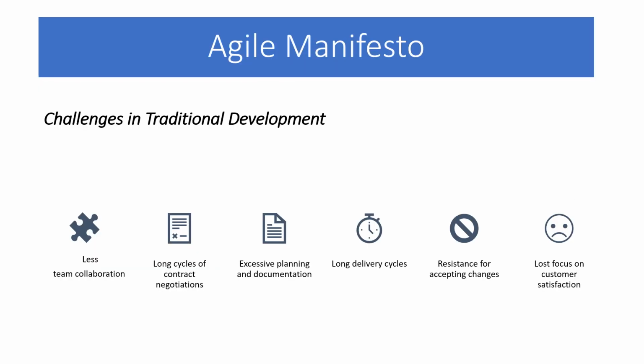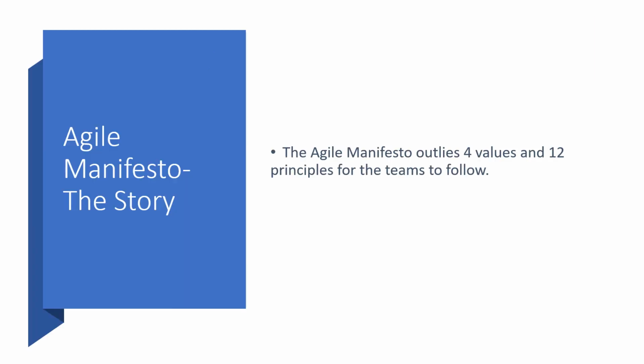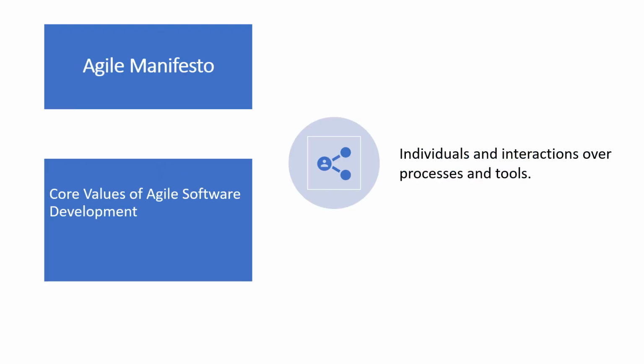Here is a summary of challenges faced by the traditional development. To address these challenges, the Agile Manifesto outlines 4 values and 12 principles for the teams to follow. Let us see the core values of Agile first. In these slides, we will talk about 4 core values of Agile software development as stated by the Agile Manifesto.